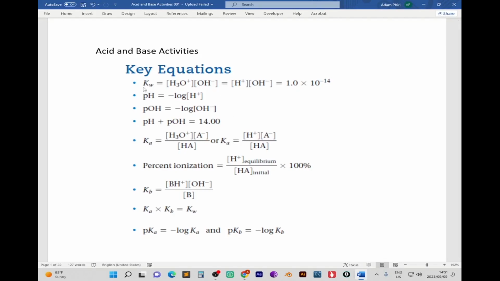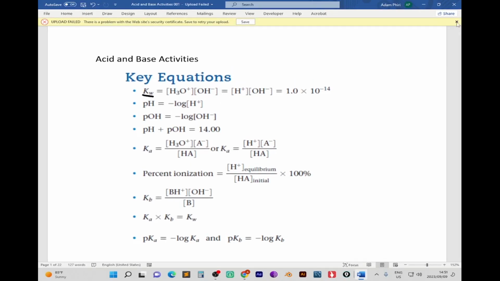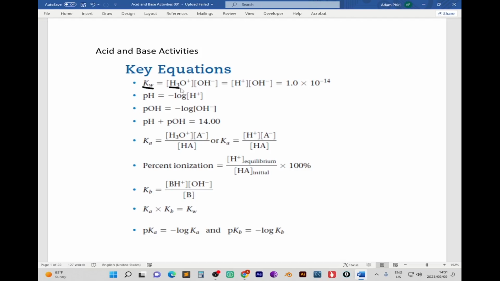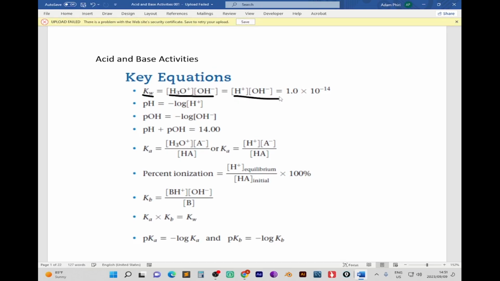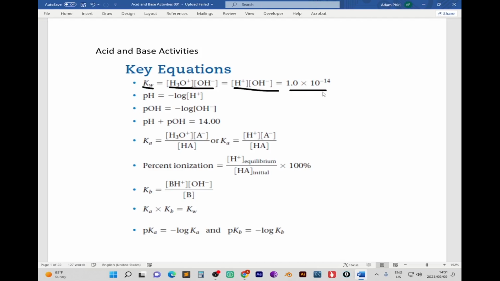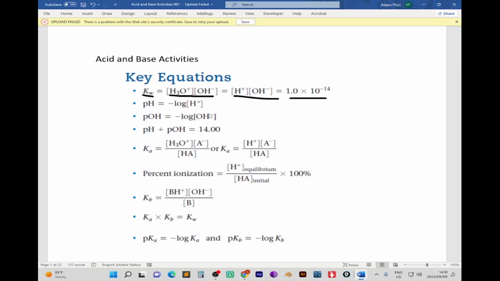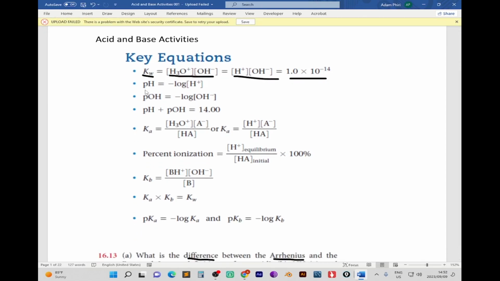Welcome to acid and base equilibria. These are the equations that you need. The ionization of water: Kw equals [H3O+] times [OH-], multiplying the products together gives you 1.0 times 10 to the power negative 14. pH is the negative log of the concentration of H, and the same for pOH, and the combination of the two then gives you 14. That is all the equations you need to know.